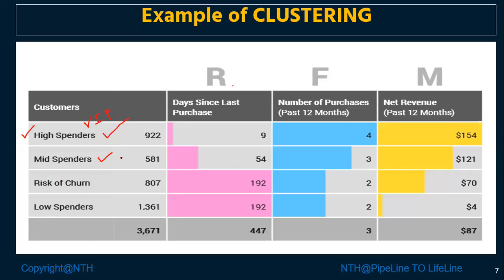Middle spenders are not going to be a target, because they hardly spend 1,000, probably 500 per month. Such people are not going to be bothered about, because for them there is not much profit or sales. And one more thing is risk of churn. This is one of the noticeable points or hidden patterns. Risk of churn is nothing but certain customers who are likely to migrate from one particular e-commerce application to another.